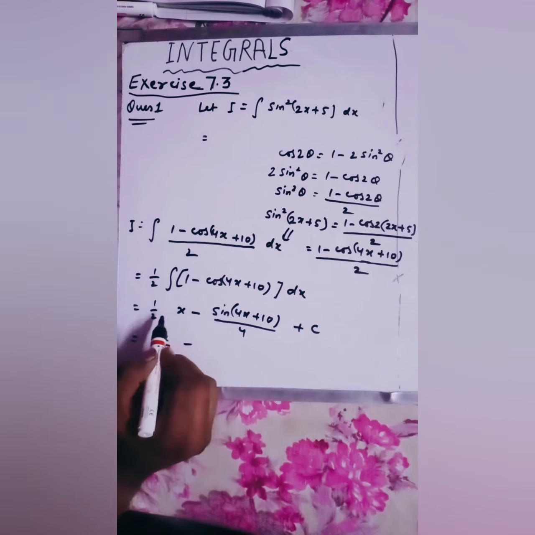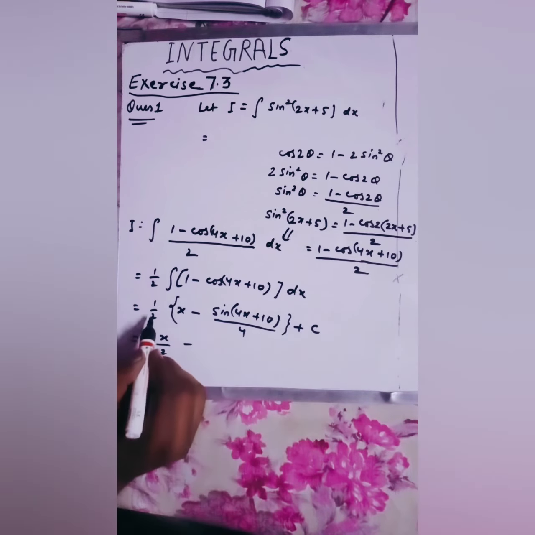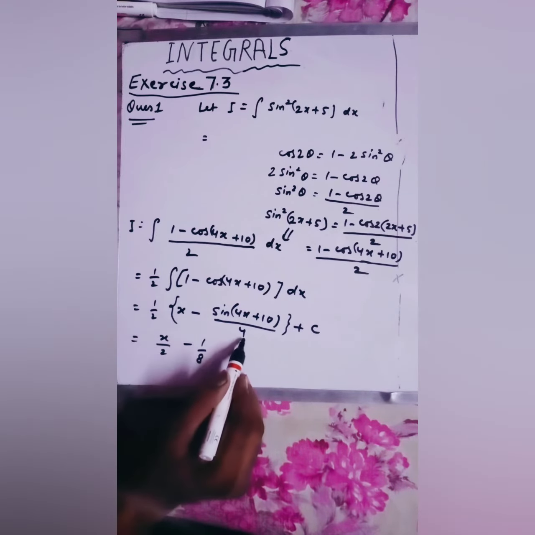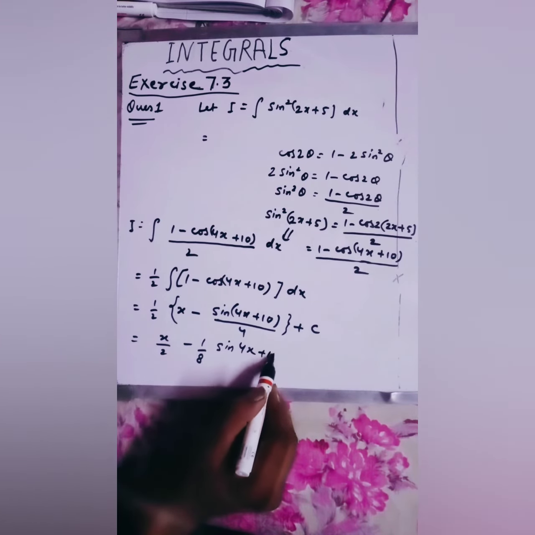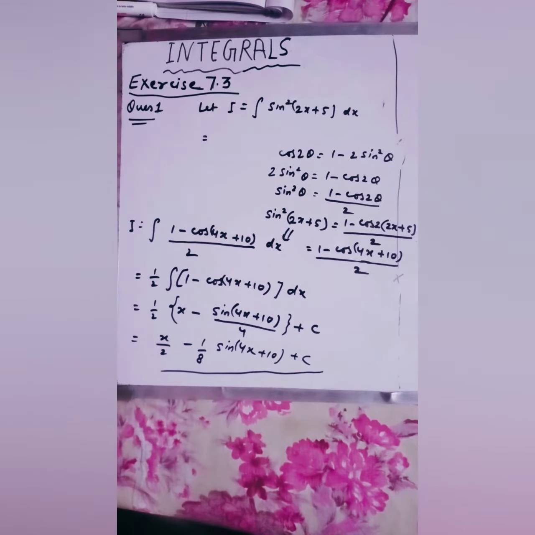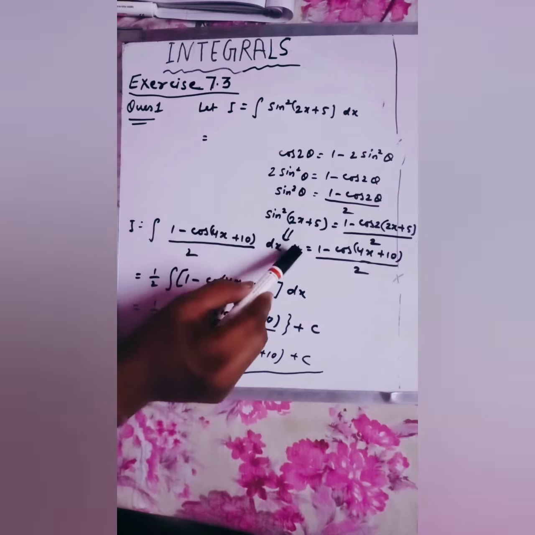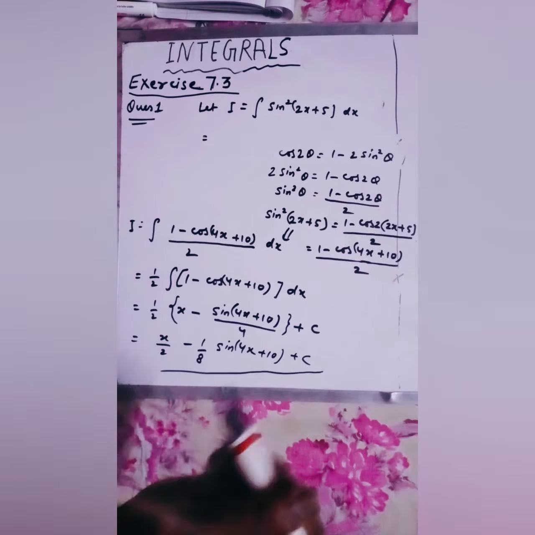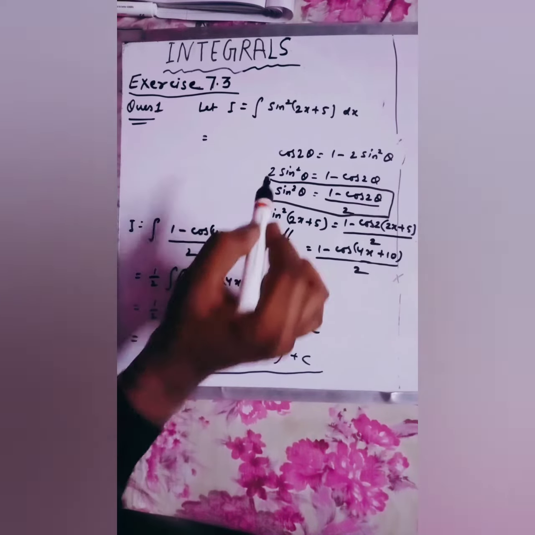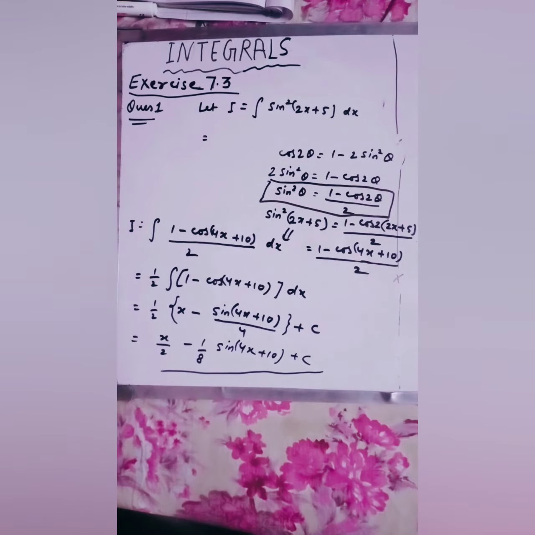Now your final answer is x by 2 minus, just wait, we have to use another bracket here. I have to multiply: this will be x by 2 and this would be 1 by 8. When you multiply this half with this 4, you will get 1 by 8 sine (4x plus 10) plus c. So this is the required final answer. Please remember this formula. This is a general formula. Please learn it, or you can directly apply this formula.